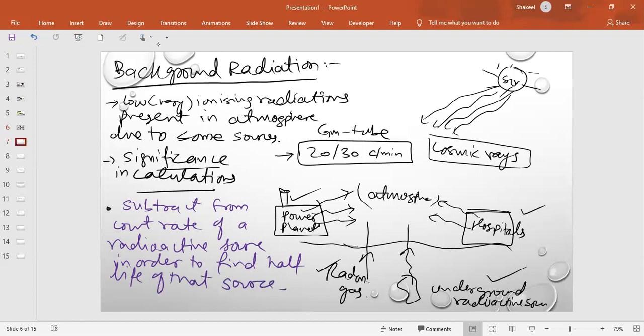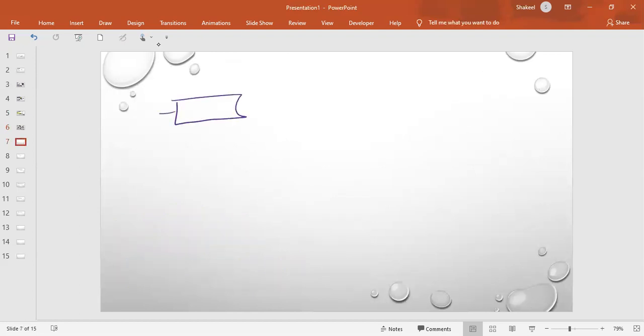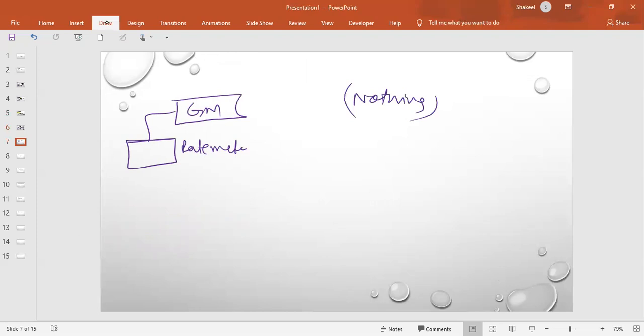Why have I written that? Because look, let's say this is the GM tube and this is the rate meter which gives you the reading. Let's say nothing is there, right? Then although there is nothing, the GM tube is still giving a reading of 20 counts per minute. So we will say that these are background radiations, because nothing is there in front of the GM tube. So that might be due to cosmic rays or underground radioactive sources or things being used in hospitals for treatment. So these are the background radiations. Okay, this was the first step.